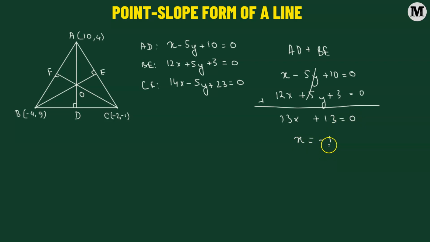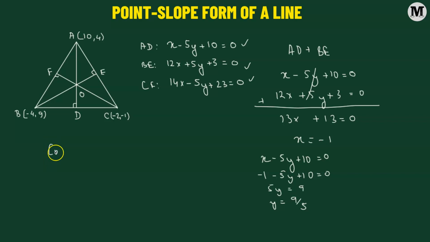We can replace x equals negative 1 in any of the three equations to obtain the corresponding value of y. Let's start with the equation for AD: x minus 5y plus 10 equals 0. We replace the value of x with negative 1, so we have negative 1 minus 5y plus 10 equals 0, which gives us 5y equals 9, or y is simply 9 over 5. So the coordinates of the orthocenter: the x coordinate is negative 1 and the y coordinate is 9 over 5. That's the final result.